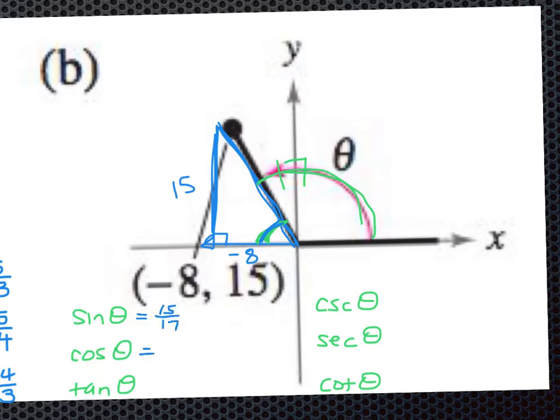The cosine is -8 over 17. The tangent is 15 over -8. The cosecant is 17 over 15. Secant, -17 over 8. And cotangent, -8 over 15.